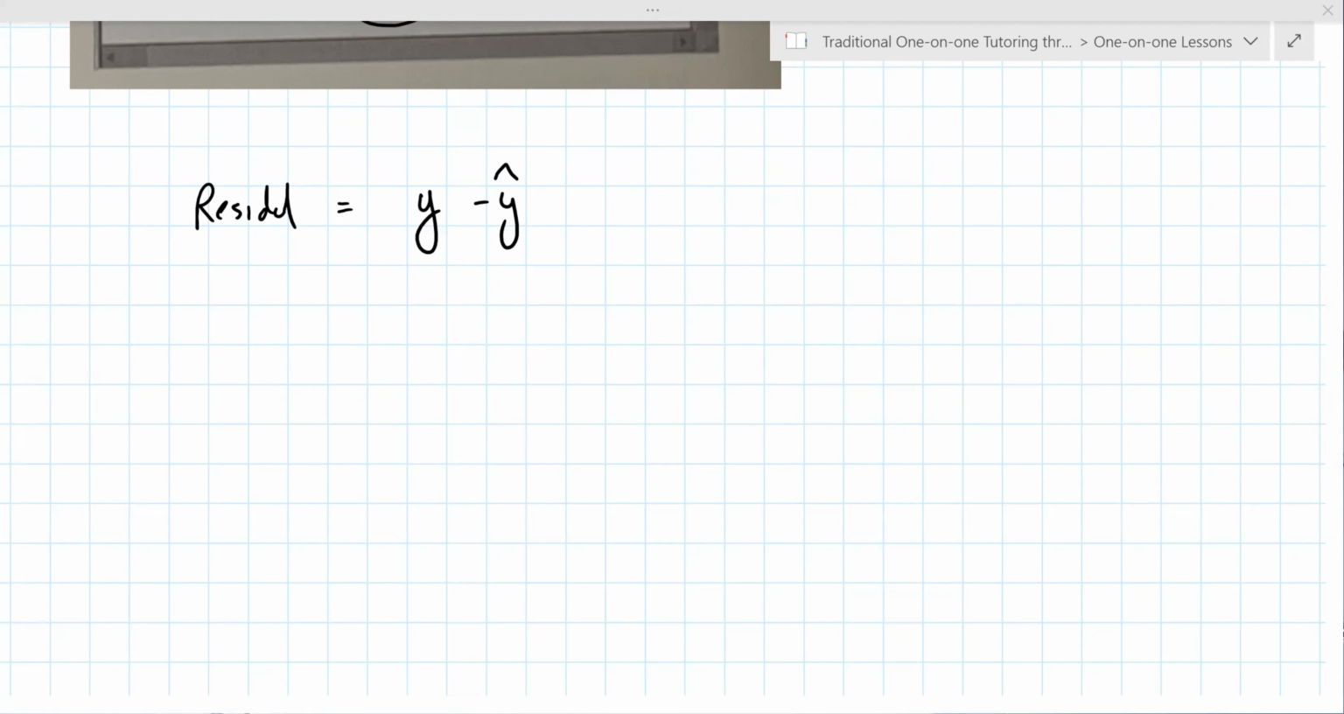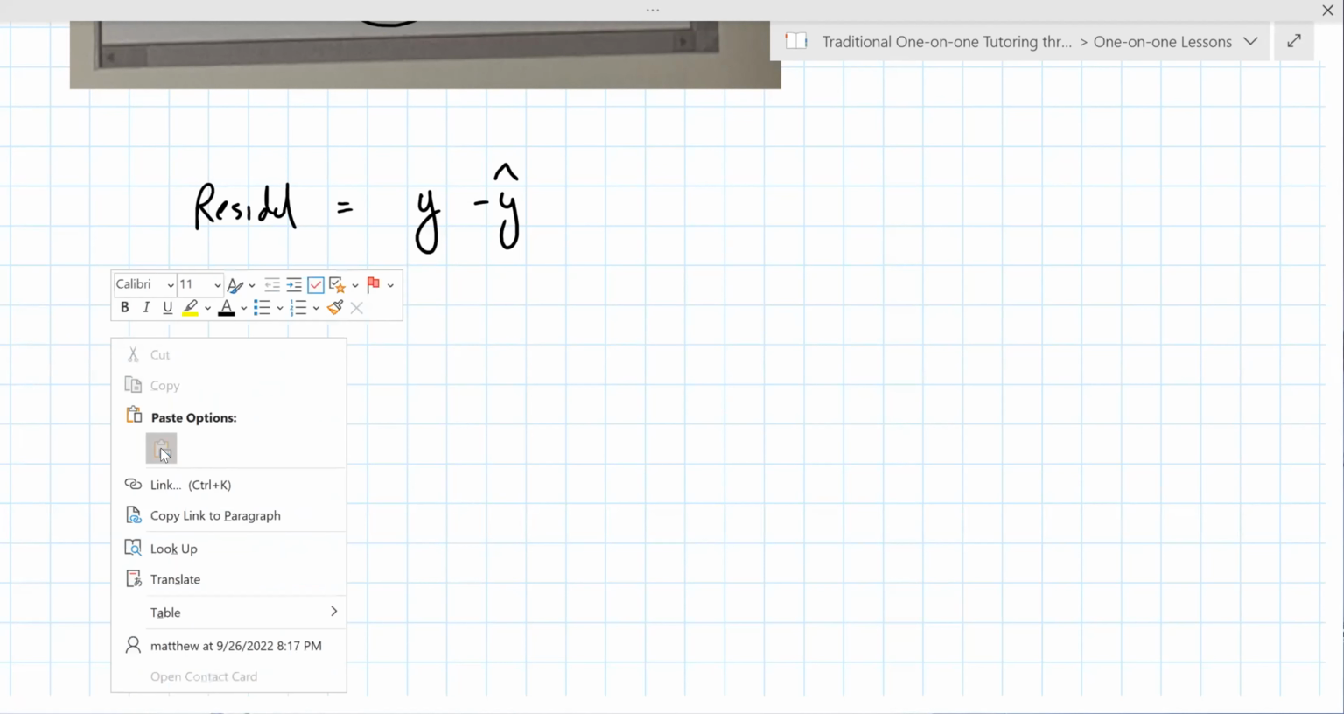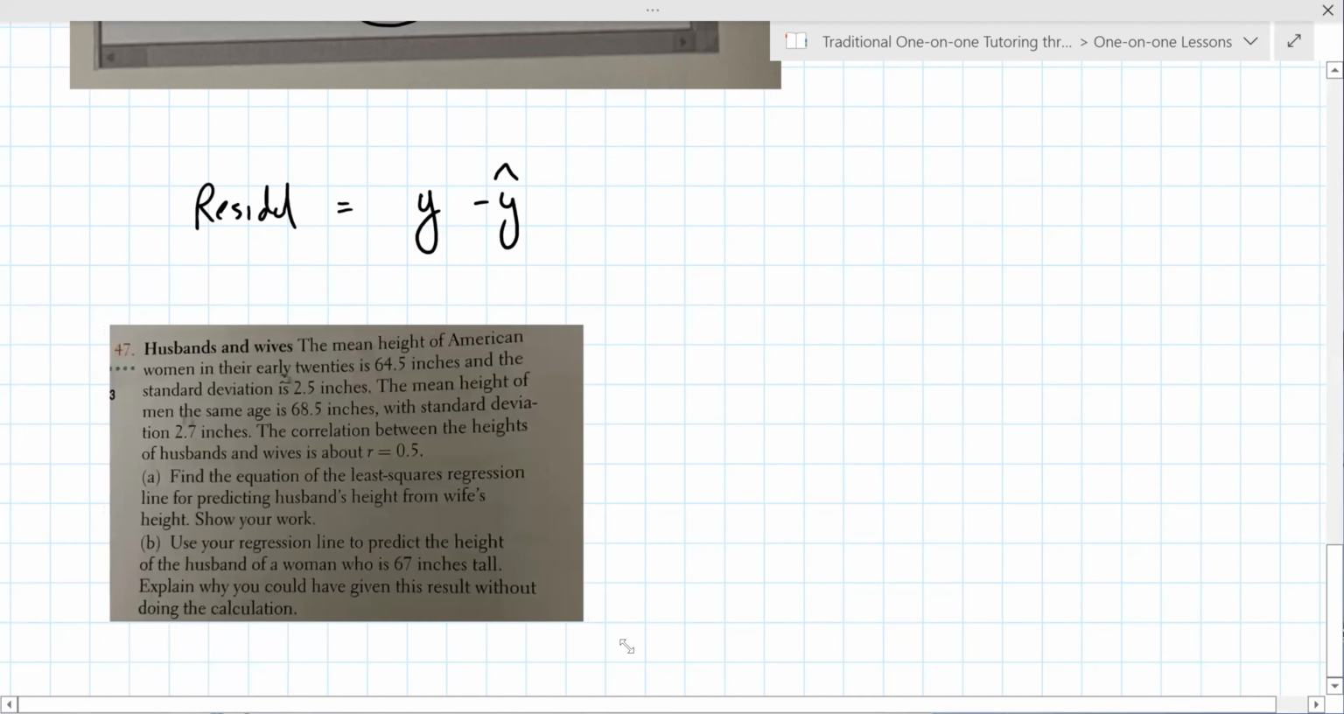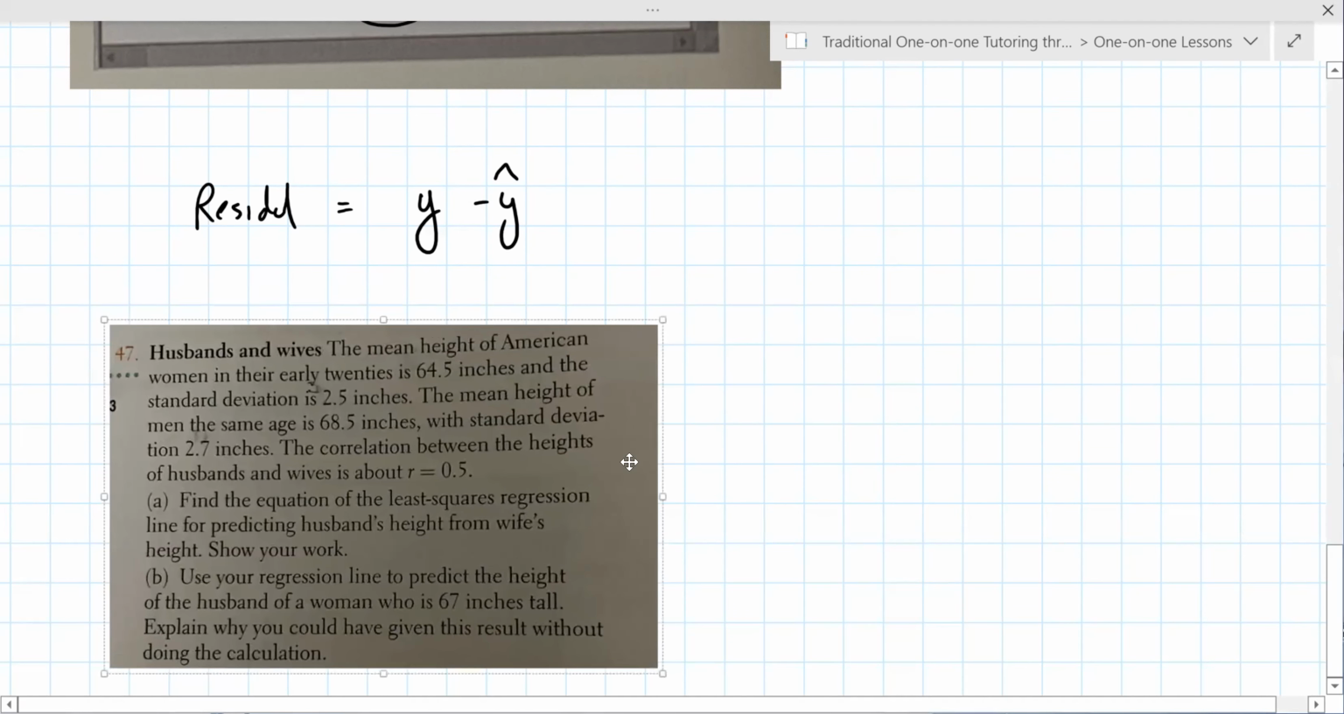So is there a question with residuals? I'm looking at 47B, we could do a residual on that if you would like. Yes, please. Okay. So you said you had the regression equation for 47. What is that? It's y hat equals 33.67 plus 0.54x.